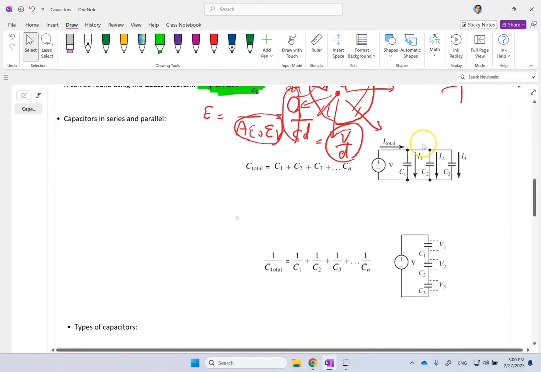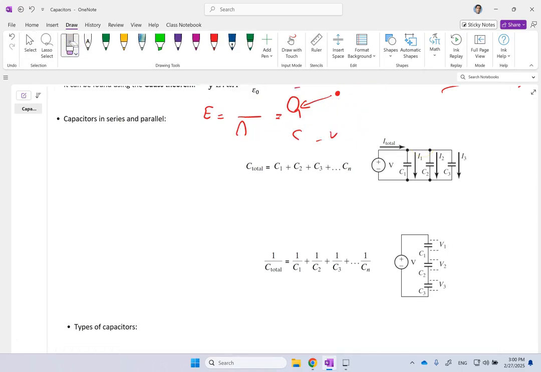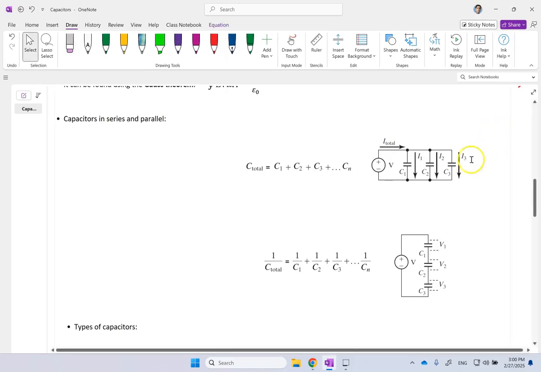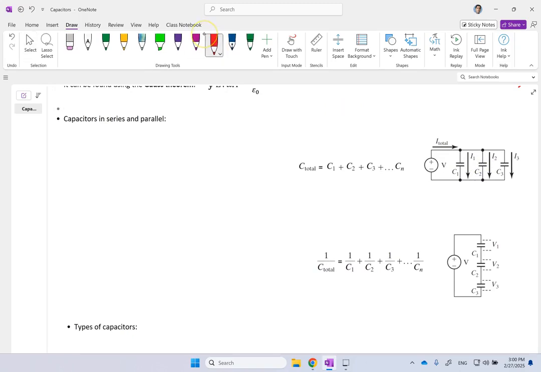Okay, let's move on. So similar to resistors that we had in parallel and in series, we can have the same thing for capacitors, parallel and series, and find an equivalent. How do we do that? If they are in series, their equivalent is going to be sum of them.